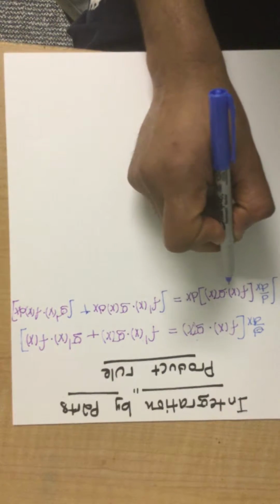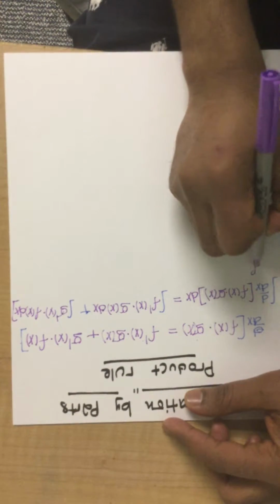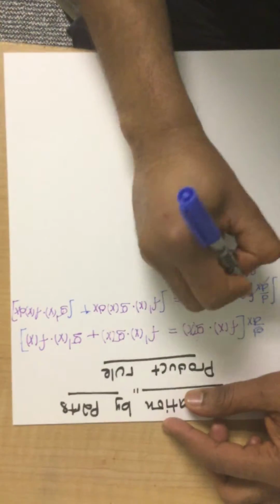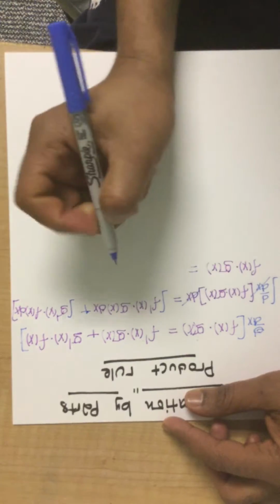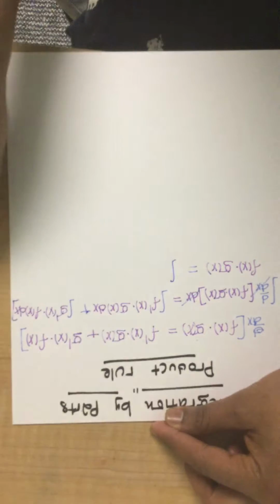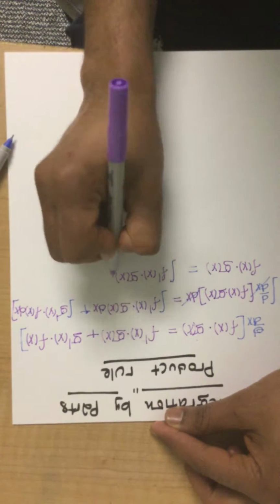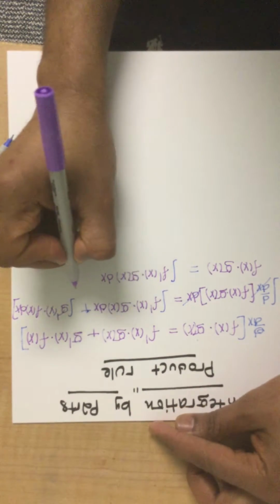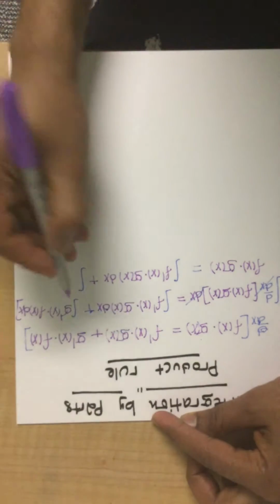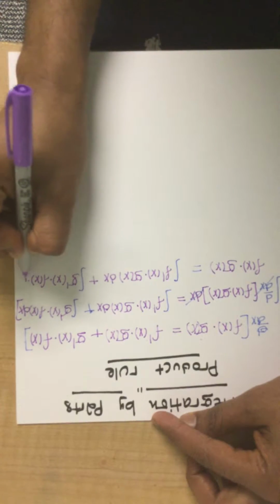So if I take the integral of the derivative of f of x g of x, what I'm going to get is f of x times g of x. All right. These parts will cancel out. And what I'm going to be left with is the integral of f prime of x times g of x dx plus again the integral of g prime of x times f of x dx.